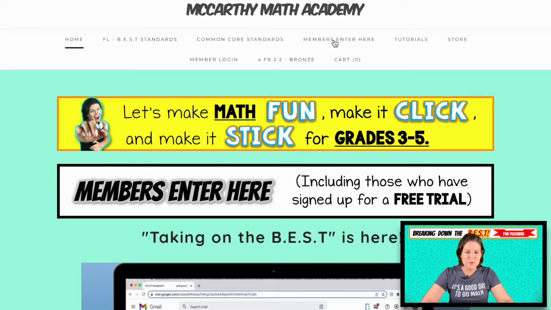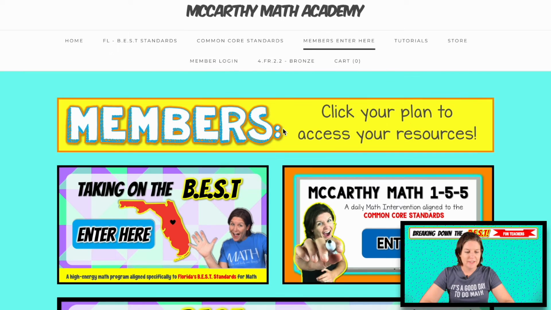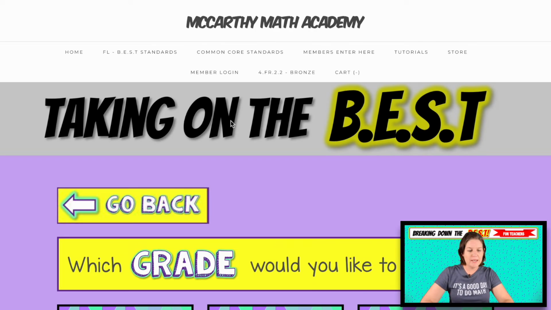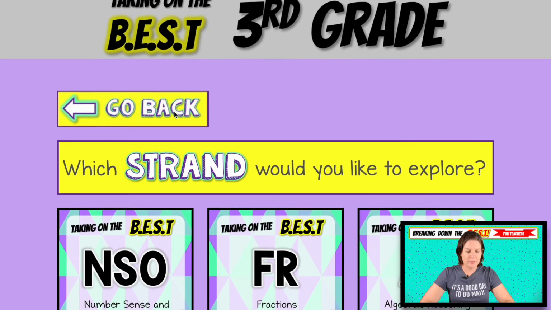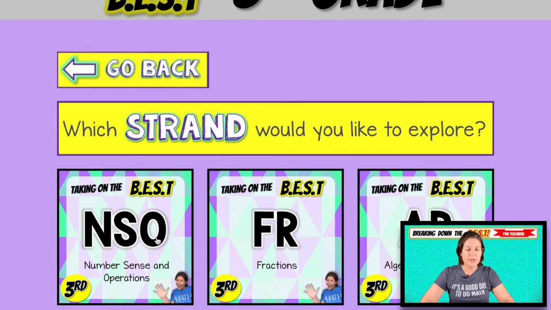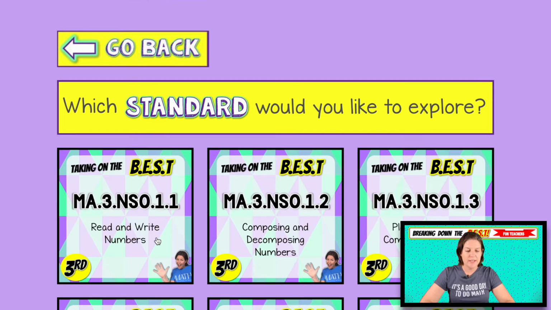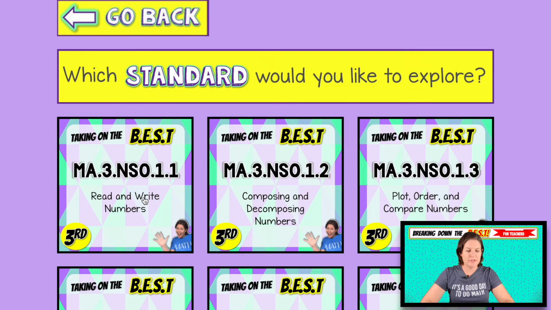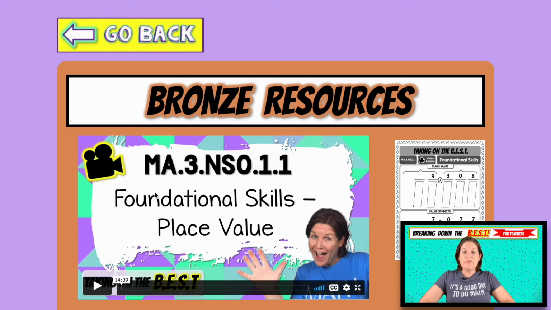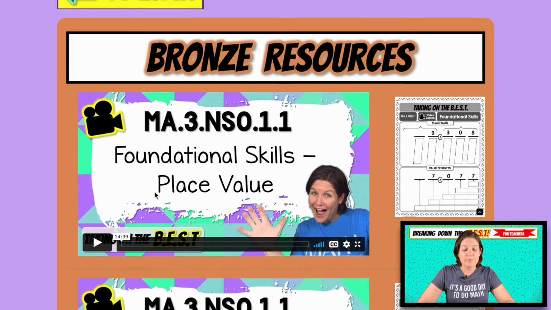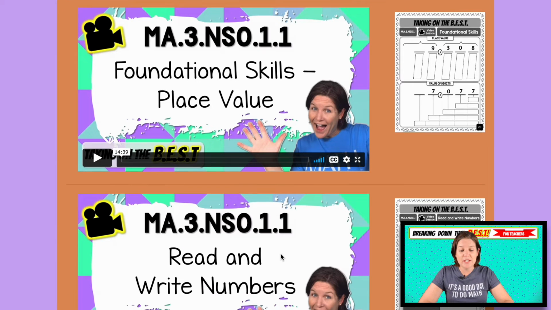We're going to enter into our membership, go to Taking on the B.E.S.T. We are working on 3rd grade today. Which strand? We want NSO for Number Sense and Operations. And we are working on the very first standard right here, which is MA.3.NSO.1.1. If you are a bronze member, you have access to these video lessons and these printable resources over here.